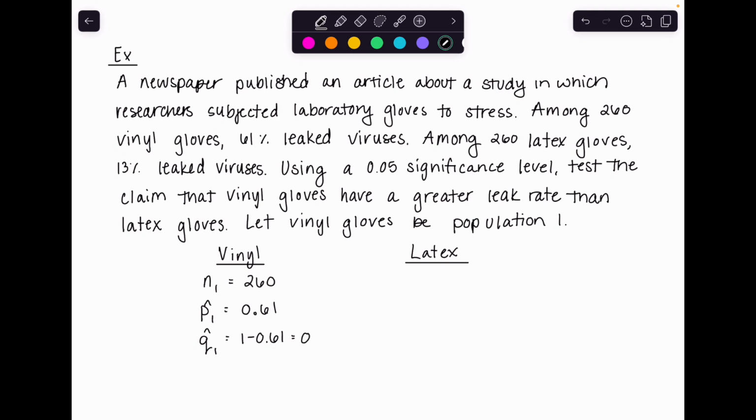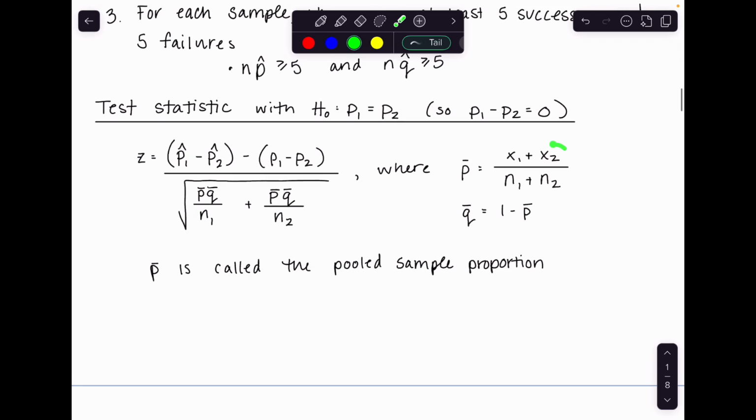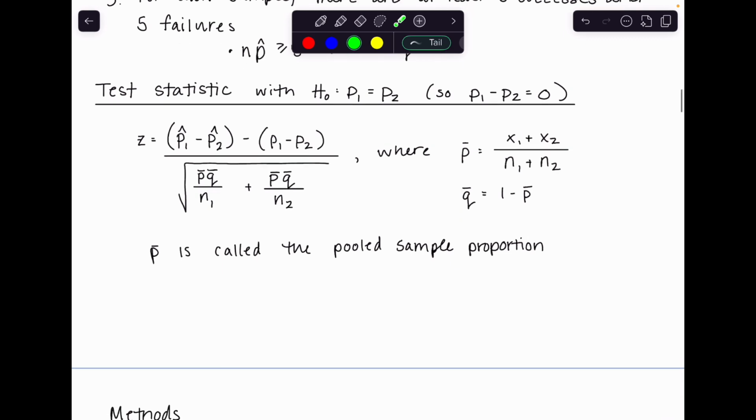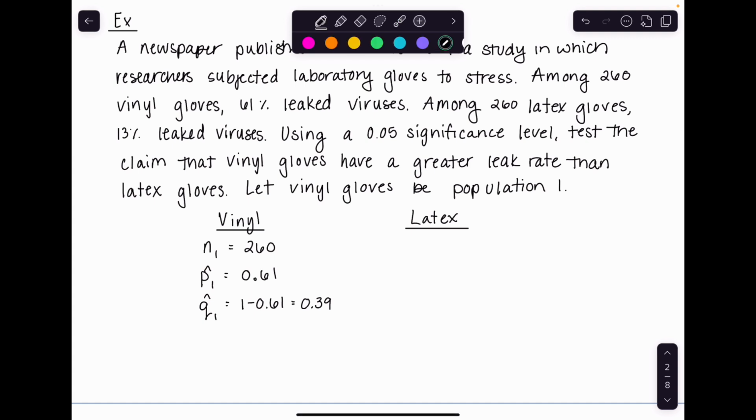So that would be 39%. Okay. The other thing we're also going to need, which really helps us verify those requirements, is we need to figure out what is X1 and X2. So that's that success rate. So what we need is we might as well just figure that out right now.